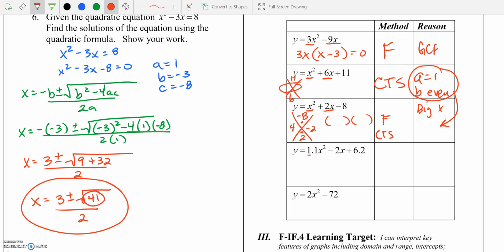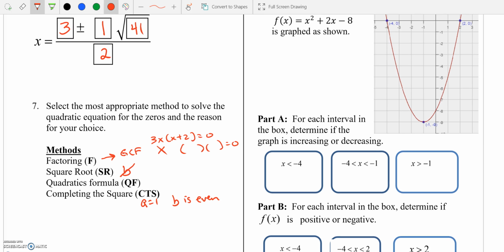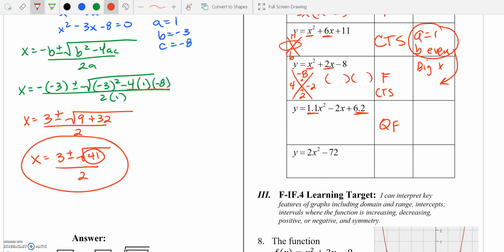Okay. The fourth one, the first thing I see when I look at this is I've got a decimal value here and a decimal value here. As soon as I see that, I'm going to go with the quadratic formula. I think they used QF. Yeah, QF. And the reasoning, decimals. As soon as we see decimals, it's going to make it really difficult for us to do anything else. So we just use the formula.